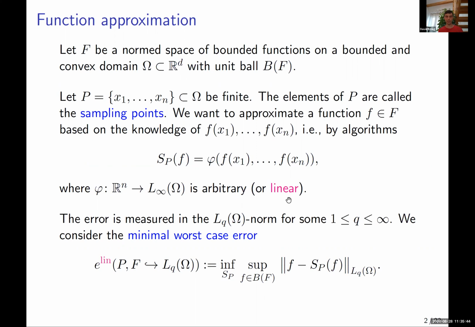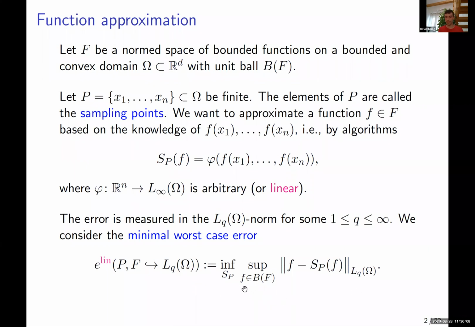Okay, now these are the algorithms, and the goal is to approximate a function, and the error we will measure in the LQ norm for some arbitrary Q. And now the minimal worst case error that can be achieved with the given sampling points is defined like this.